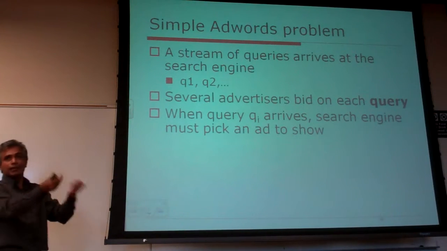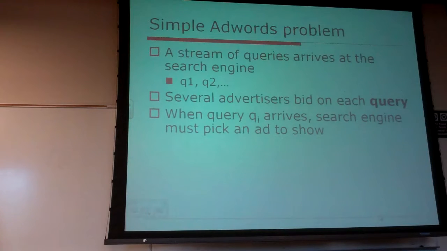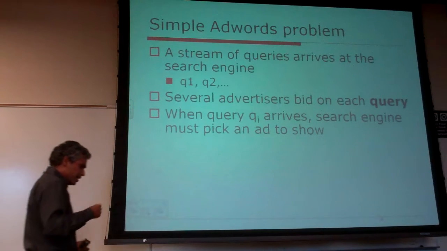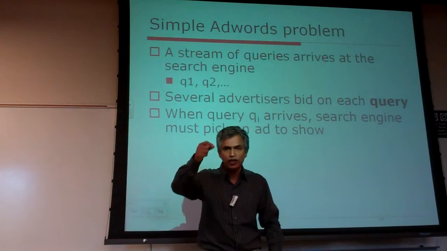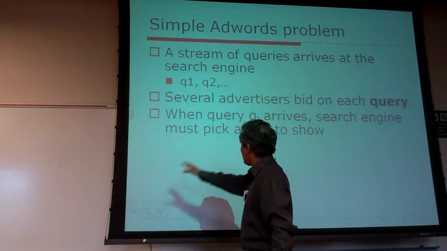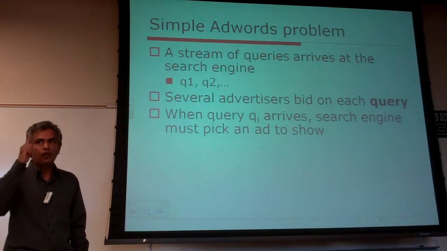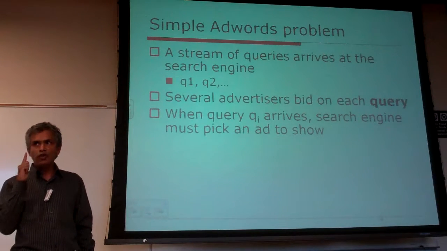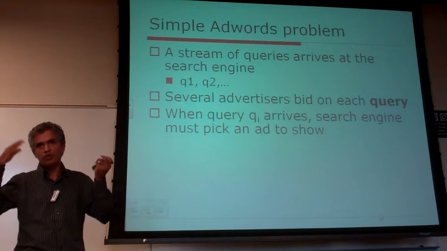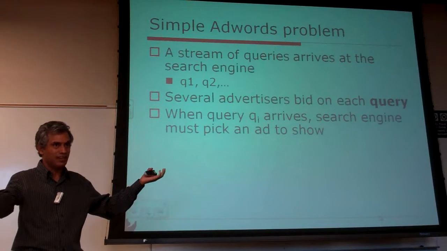Okay, now the queries are coming one after another. Remember that you have to make a decision for each query as to which advertiser to show. And one more simplification I'll make is that for each query you'll only show one advertisement. So you notice I've already made a lot of simplifications.